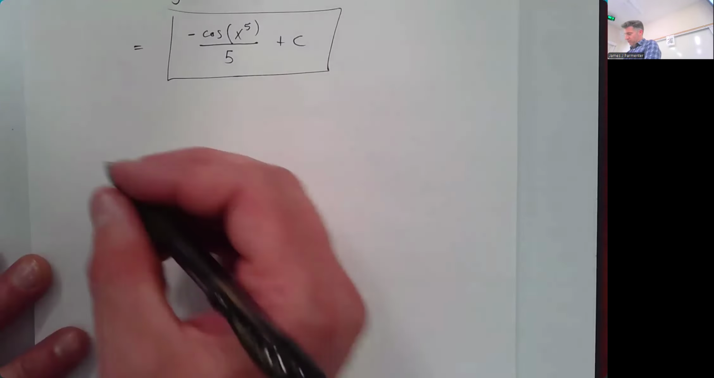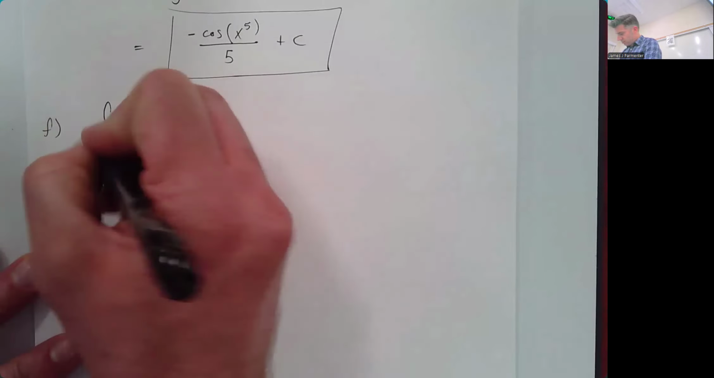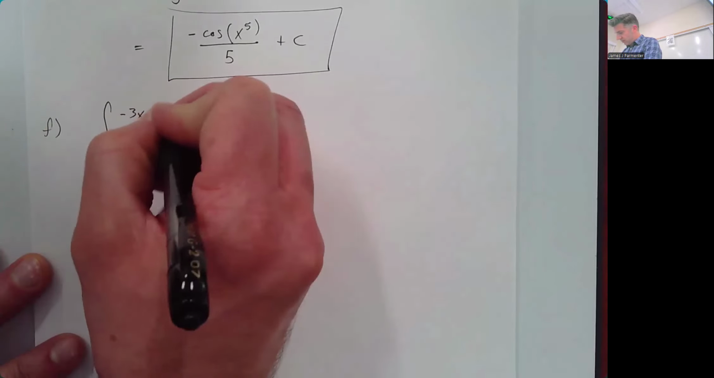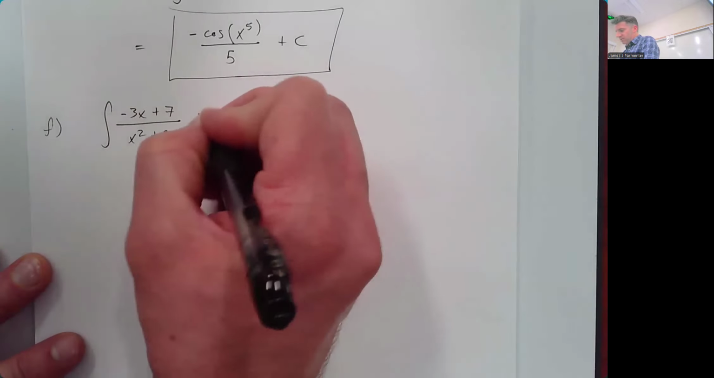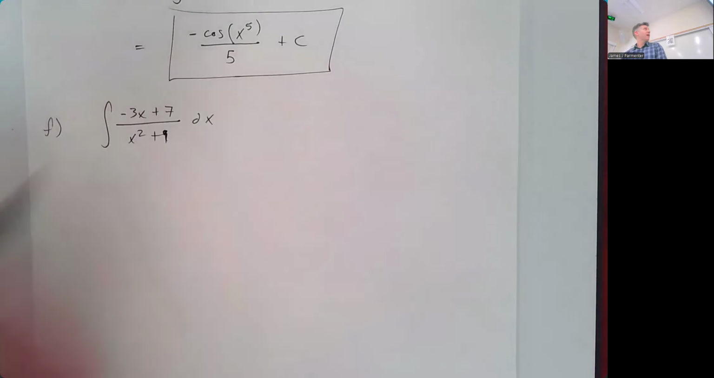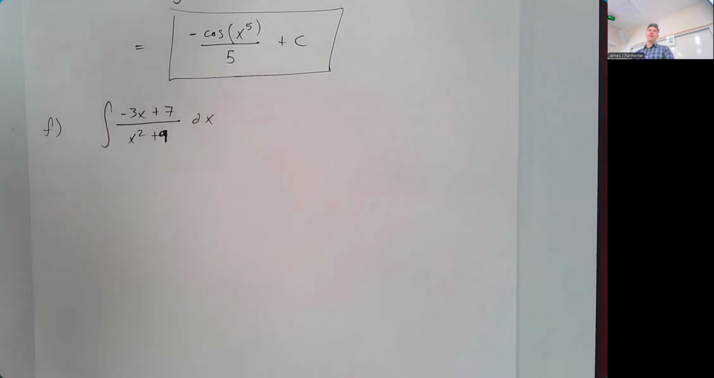All right, let's look at F, which is a little bit funky. I guess that's why it's letter F. So negative 3x plus 7 over x squared plus 9, the integral of that. Oh, man. How do we approach this? Well, I know what the answer is. I'm trying to think about how I would think about this.